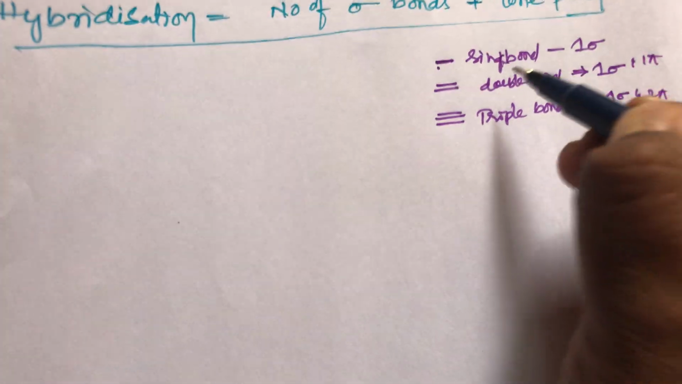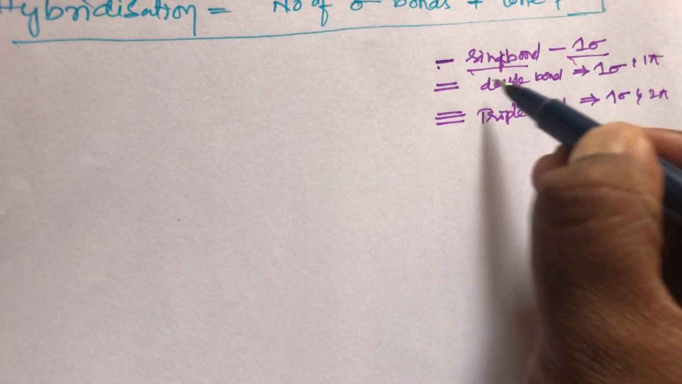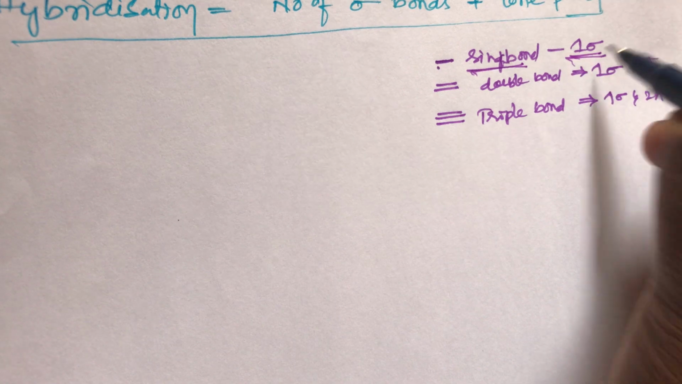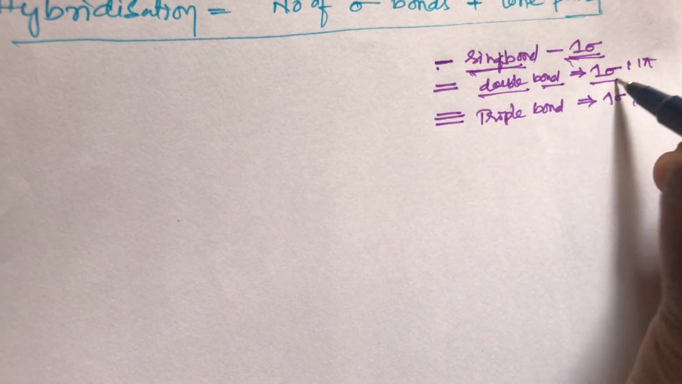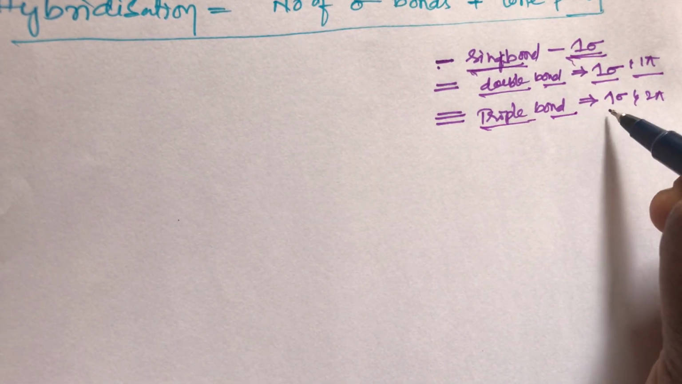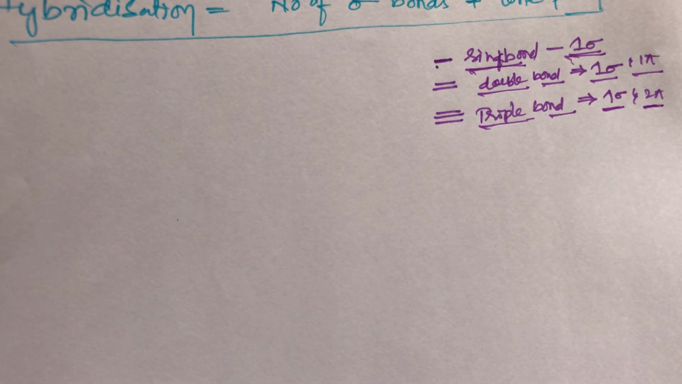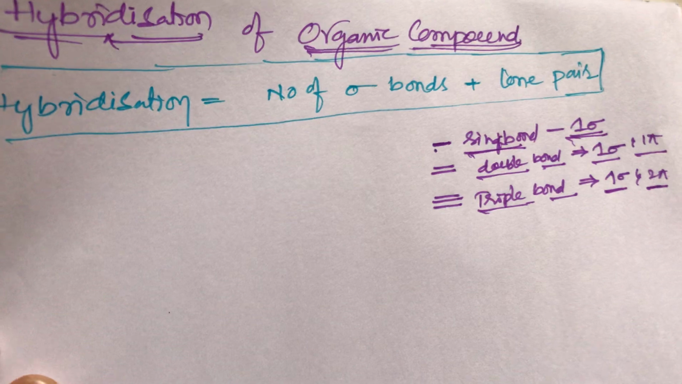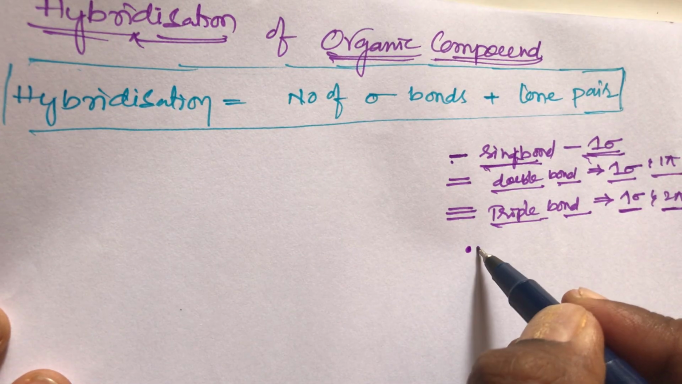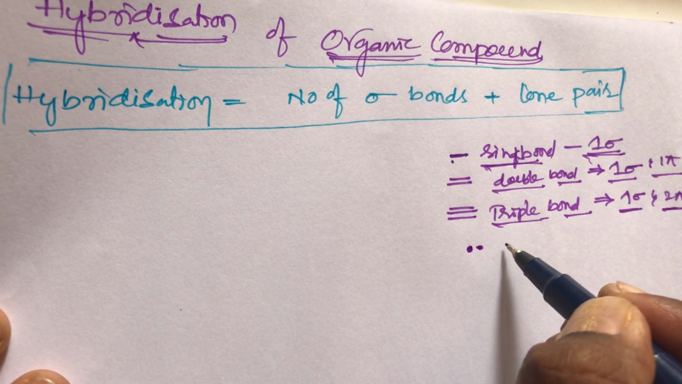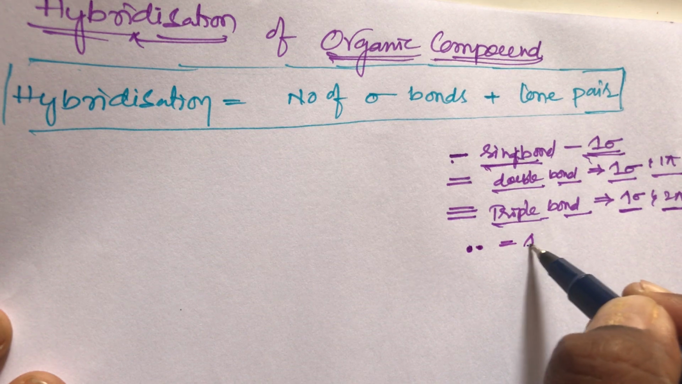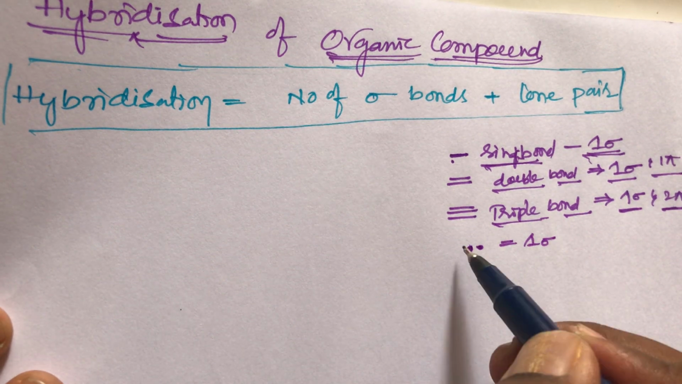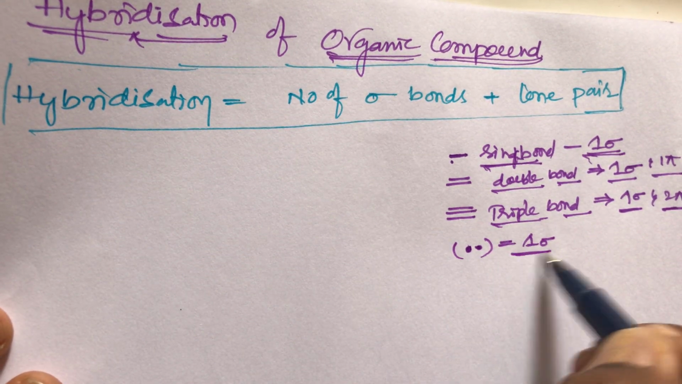This is a simple trick, students. A single bond has only one sigma, a double bond has one sigma and one pi bond, and a triple bond has one sigma and two pi bonds. Hybridization depends on the number of sigma bonds and lone pairs. We consider one lone pair equal to one sigma bond. Remember that, students.